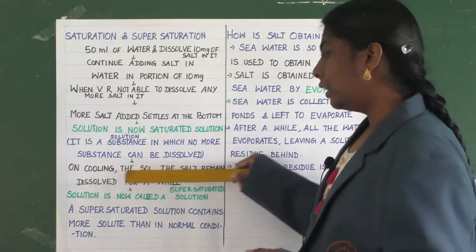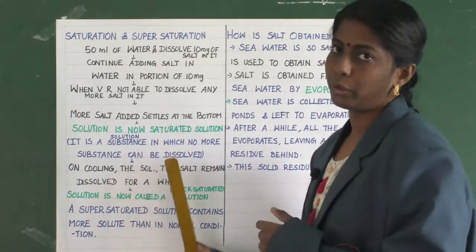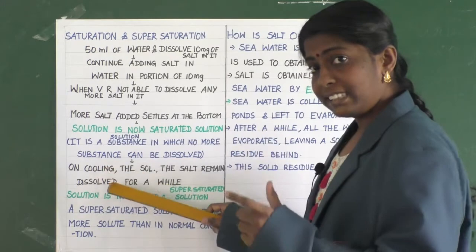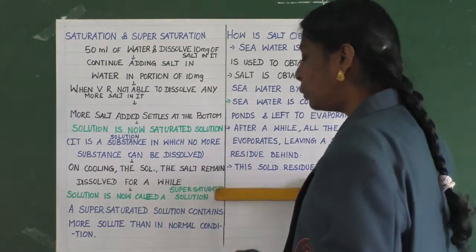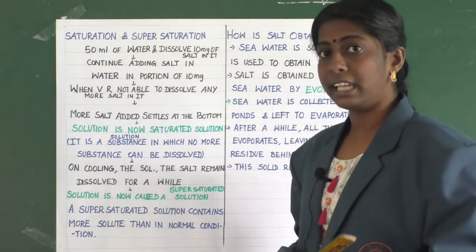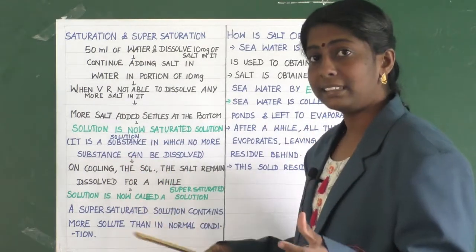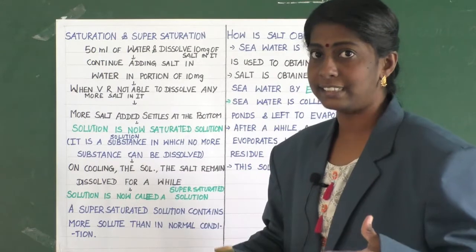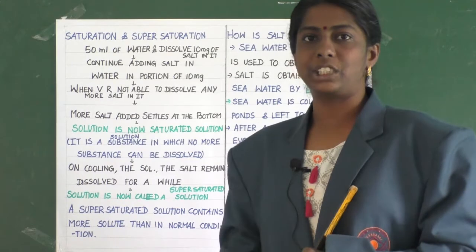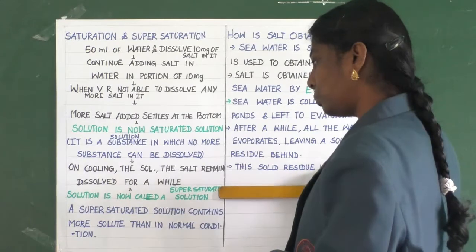Listen, on cooling the solution, the salt remains dissolved for a while. After some time it might dissolve, and then that state is said to be a supersaturated solution. I mean to say here the solute is in excess amount, but still after some time, if it is left undisturbed, automatically it will get dissolved. Can you understand?